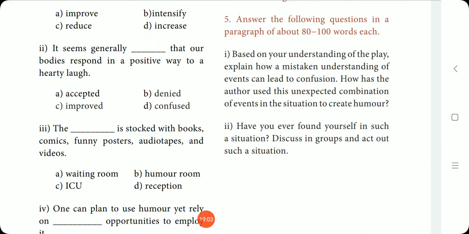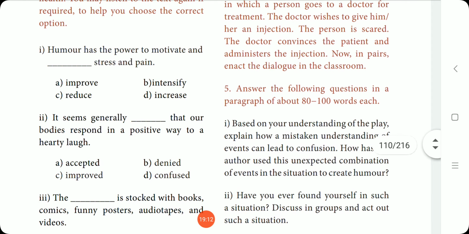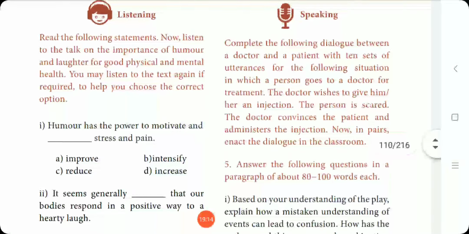Based on your understanding of the play, explain how a mistaken understanding of the events can lead to confusion. So this is a paragraph question. Okay, this one is paragraph.